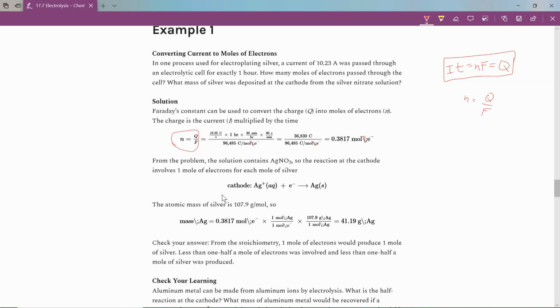From the problem, the solution contains silver nitrate. So the reaction at the cathode involves 1 mole of electrons for each mole of silver. So Ag plus, for every mole of Ag plus that becomes Ag solid, 1 mole of electrons is needed. So if 0.3817 moles of electrons are poured into the solution, 0.3817 moles of silver solid are formed.